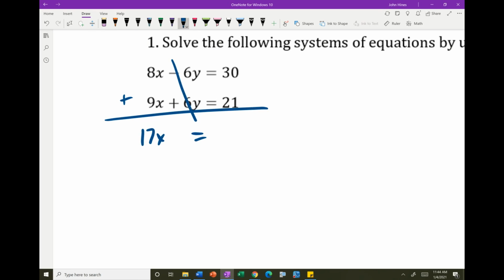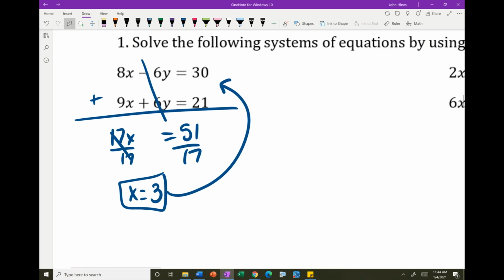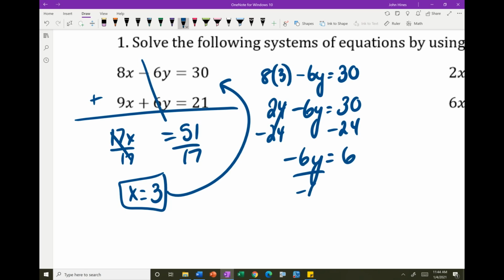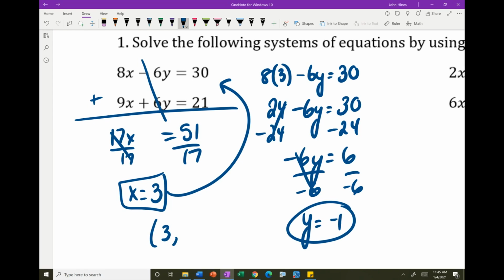17x, those we say goodbye to. Goodbye, goodbye. And we get 51. We added everybody together. And then I'll divide. And 51 divided by 17 is 3. We're not done yet. We've got to plug it on in. Doesn't matter, top or bottom. I'm going to go top. You're going to get the same answer either way. So 24 minus 6y equals 30. Negative 6y equals 6. So y equals -1. So these two lines intersect at the point 3, -1.